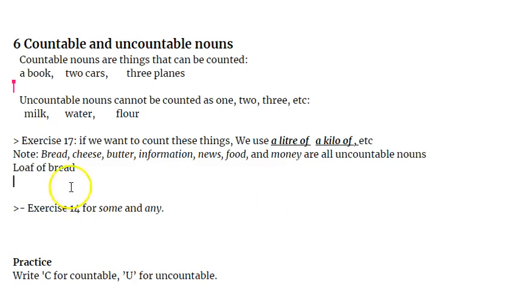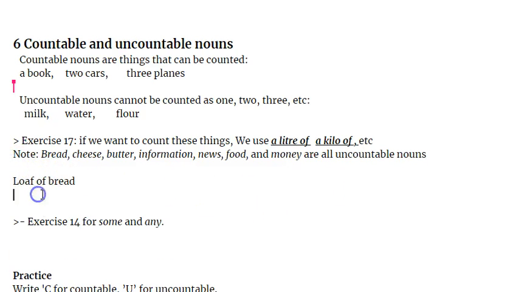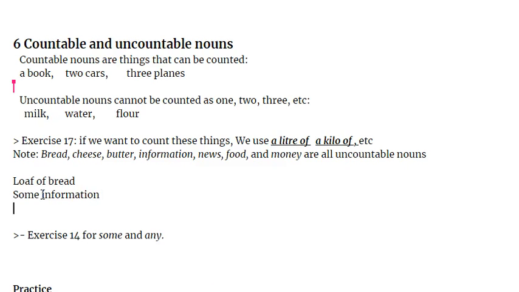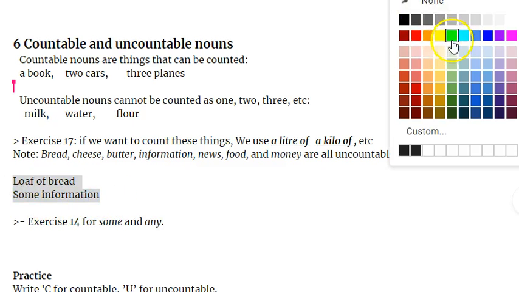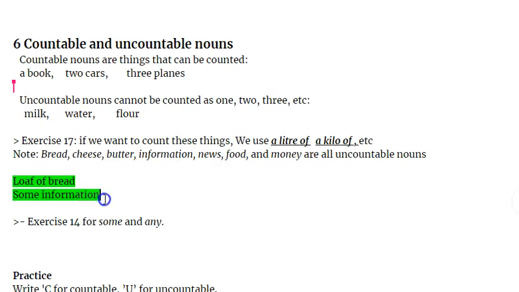I need some information. Those are some examples of uncountable nouns. So you cannot say one bread, two breads. A loaf of bread, and then 2 loaves of bread.